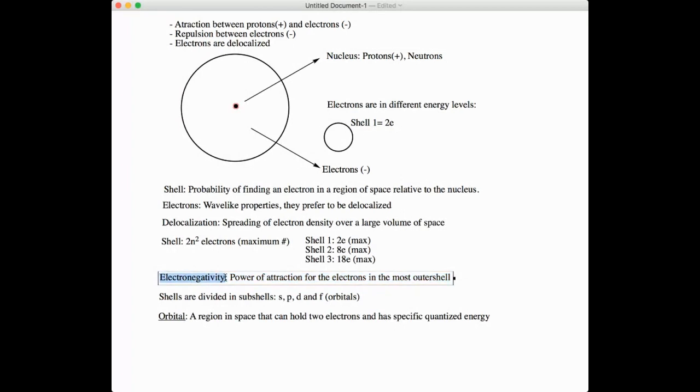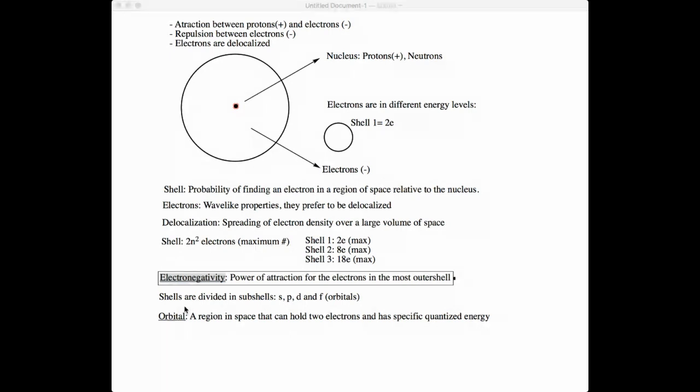So once again, around the nucleus, we're going to have shells. Each shell can have a maximum number of electrons, and within each shell, we have subshells. And these subshells, we're going to call them orbitals.